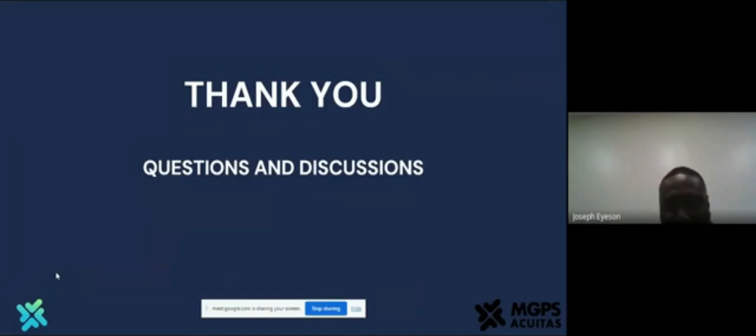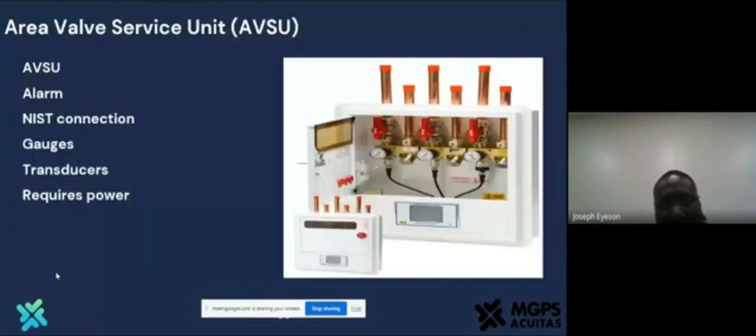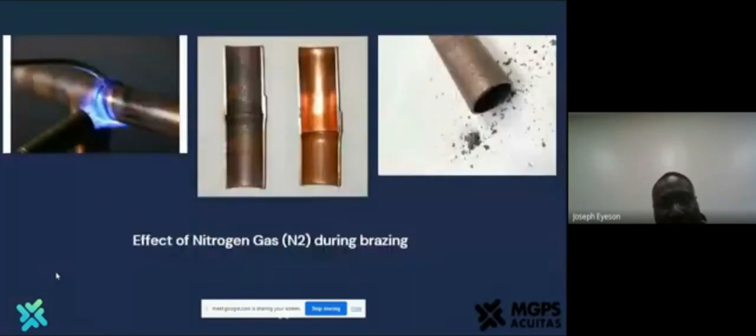In one of my slides, yes, as you can see, it is clear like a blue flame. So this is how it looks. This is how your brazing flame is supposed to look. And then you use your rod, melt the rod around it.